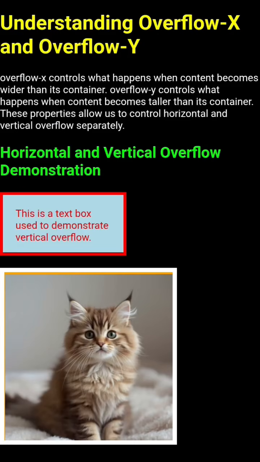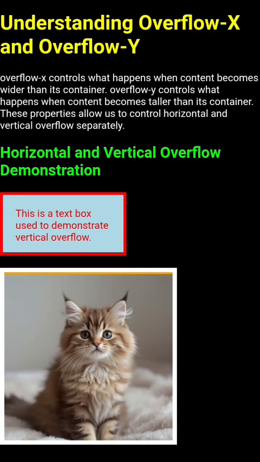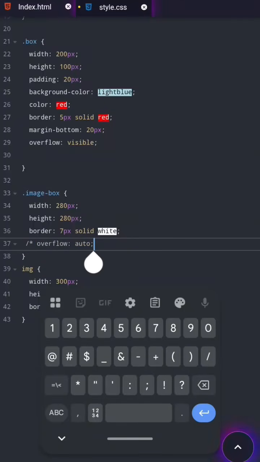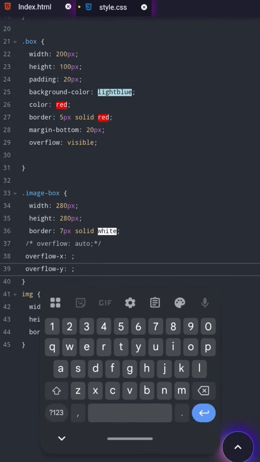What if you only want to control overflow in one direction? What if you want scrolling from left to right, but not from top to bottom? Or from top to bottom, but not from left to right? That is exactly why CSS gives us two more properties, Overflow-X and Overflow-Y. Now let's understand what they mean.